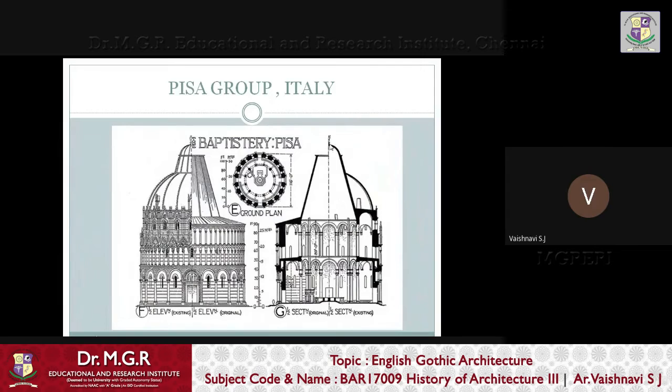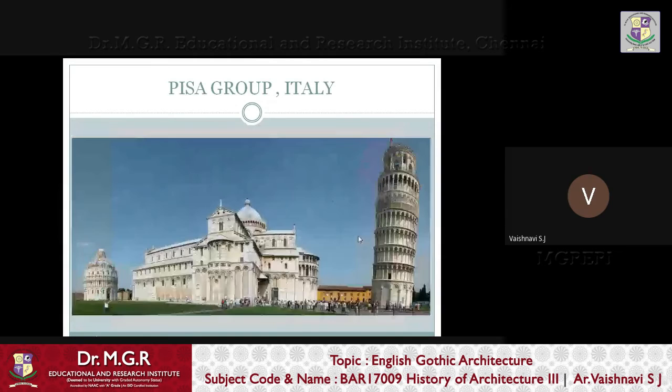Okay, in the section also you can find this. This half is your original, and this half is your existing. So here they have modified this truncated cone. So you can see the difference here. Till this they have given a truncated shape, and then they have added a hemispherical cone, and this portion has been extended here. So they have tried to give the Gothic style of architecture in this baptistry.